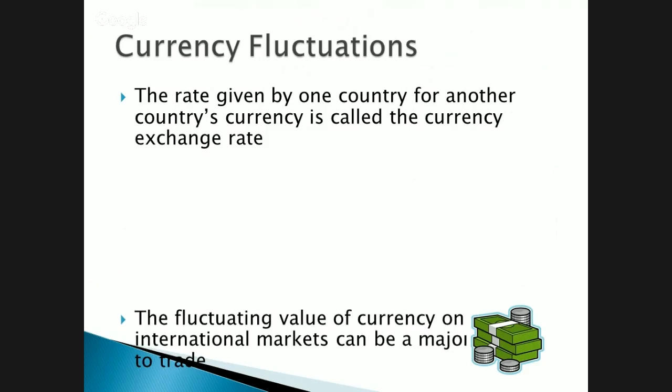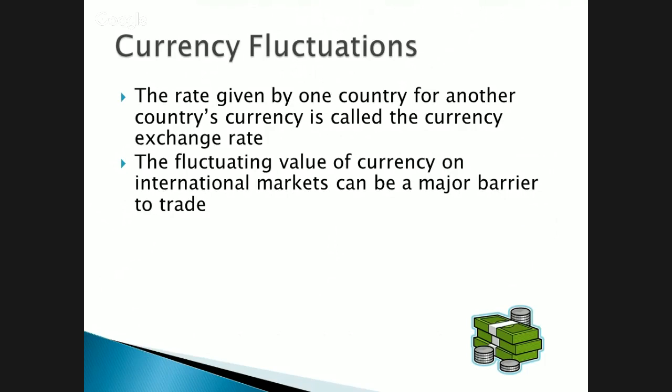Get it? Yeah. So the fluctuating value of currency on international markets can be a major barrier to trade. So some of the biggest issues in international trade when it comes to currency fluctuations are when Canadian dollars are weak, as in our current situation, the foreign country's currency has more buying power here. So this, of course, means our exports will increase as Canadian products become less expensive for those foreign consumers or companies.